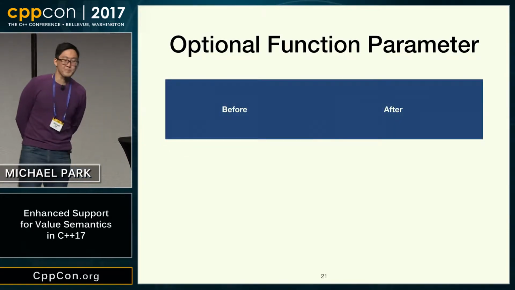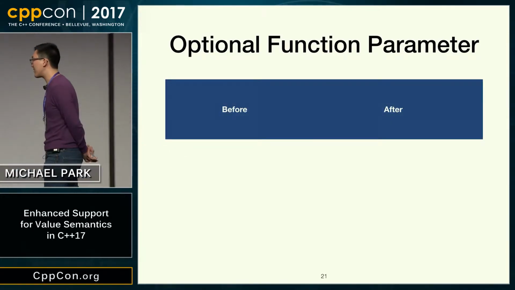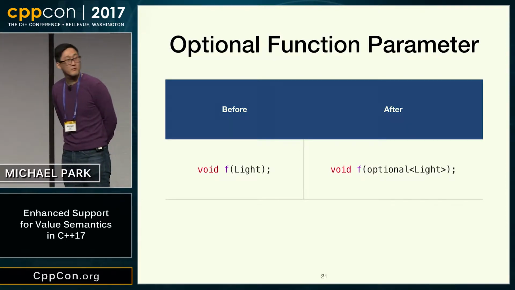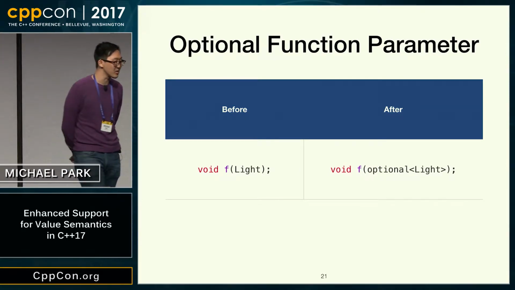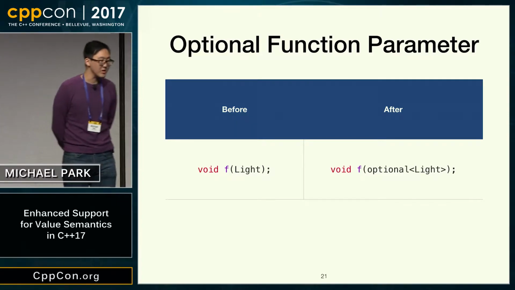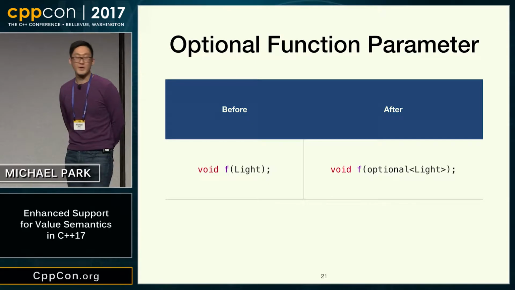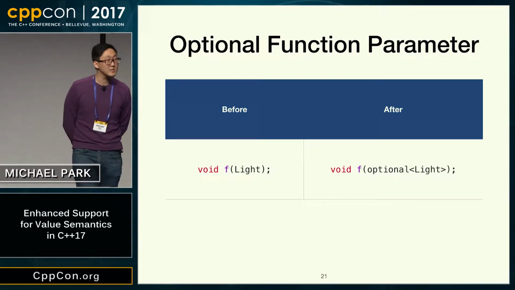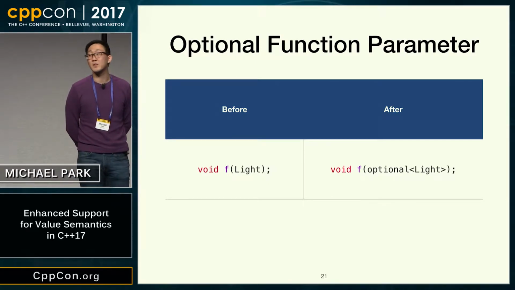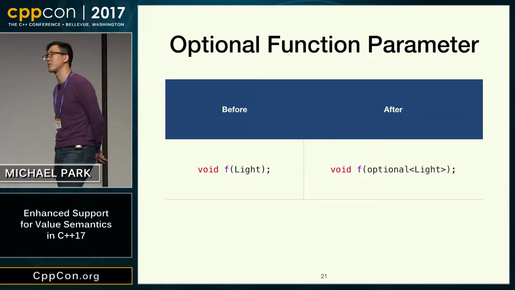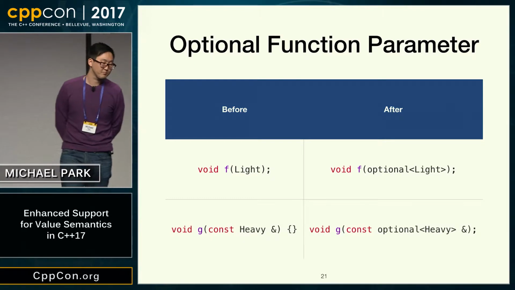Optional function parameter. So if you have a function parameter that takes a type by value, so in this case we have some function f taking a light object by value, we can transform that to take an optional light, and this will take in the existing optional, it would also take an instance of light, and it will just convert it, and within function f you can handle both logic. It's kind of nice.